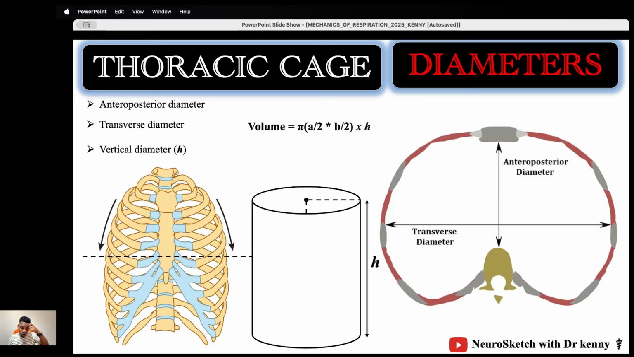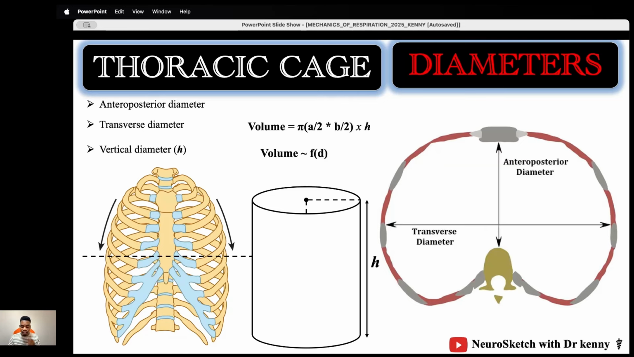What is the take home here? That the volume of the thoracic cavity is a function of diameter, meaning that whenever you change the diameter of the thoracic cavity, whether the anterior posterior diameter, the transverse diameter, or the height, which is the vertical diameter, we for sure have a change in the volume of the thoracic cavity. And we know if the volume of the thoracic cavity changes, the pressure will change, and then it will determine whether to have inspiration or expiration, depending on the pressure gradient, right?